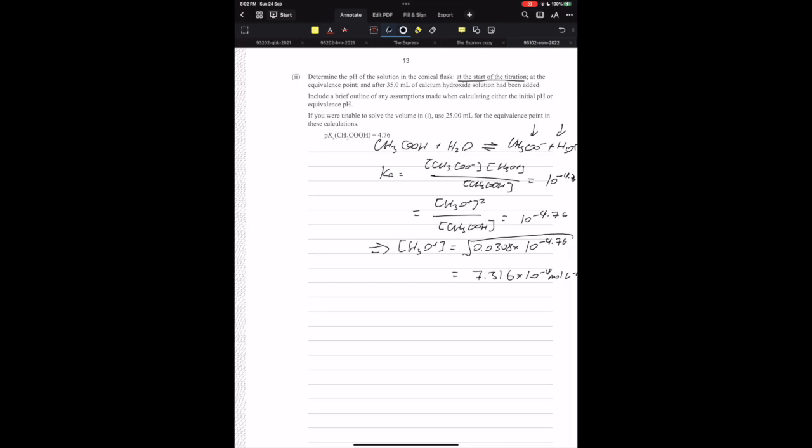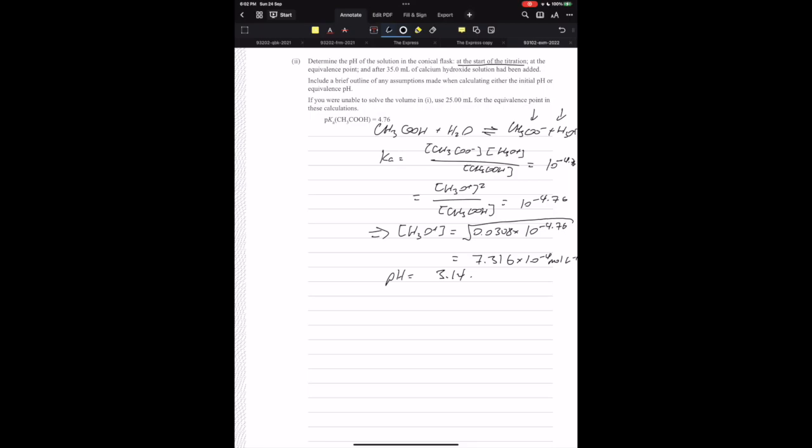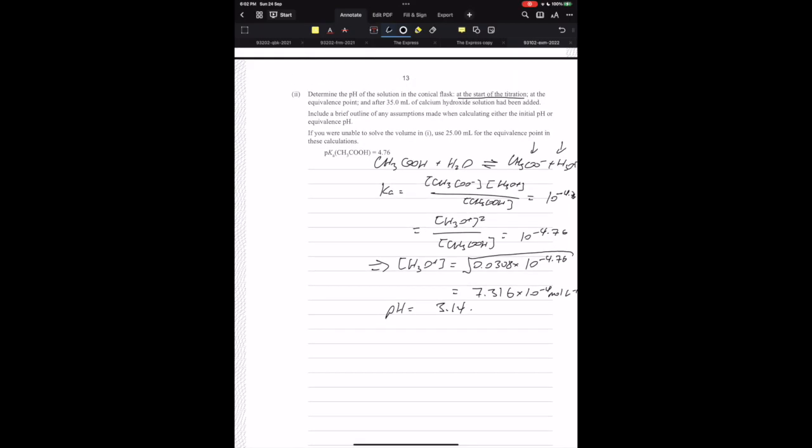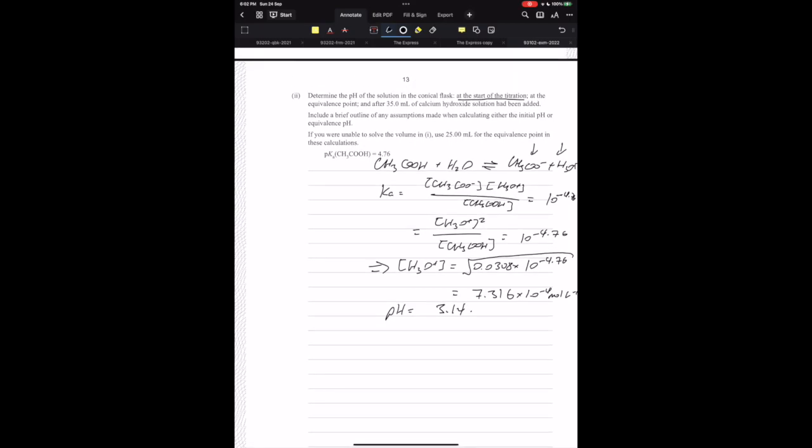And so pH is just the negative log of that. I won't write it out. It's a very simple formula. So 3.14. So that's the pH at the very beginning, 3.14. But along the way, we have actually made an assumption here. So obviously, they tell us to write a brief outline of any assumptions made.